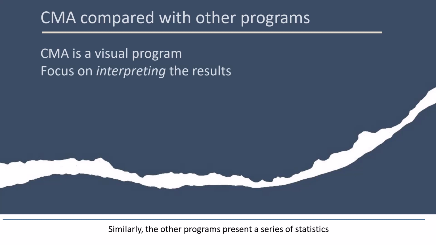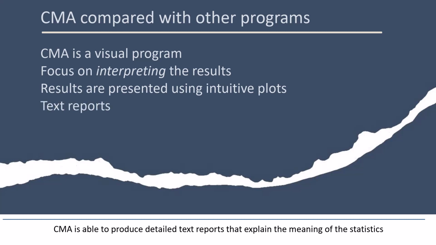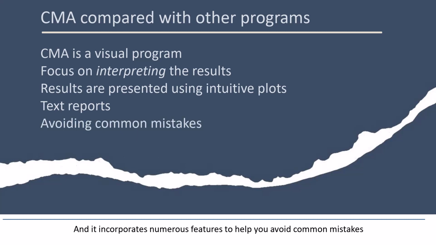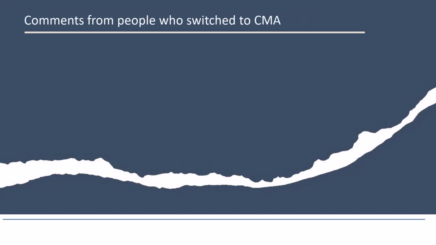Similarly, the other programs present a series of statistics, and it's up to you to make sense of them. By contrast, CMA produces visual displays that allow the researcher to understand the results and to communicate them to others. CMA is able to produce detailed text reports that explain the meaning of the statistics, and it incorporates numerous features to help you avoid common mistakes. Here are some comments from people who were using another program but switched to CMA.